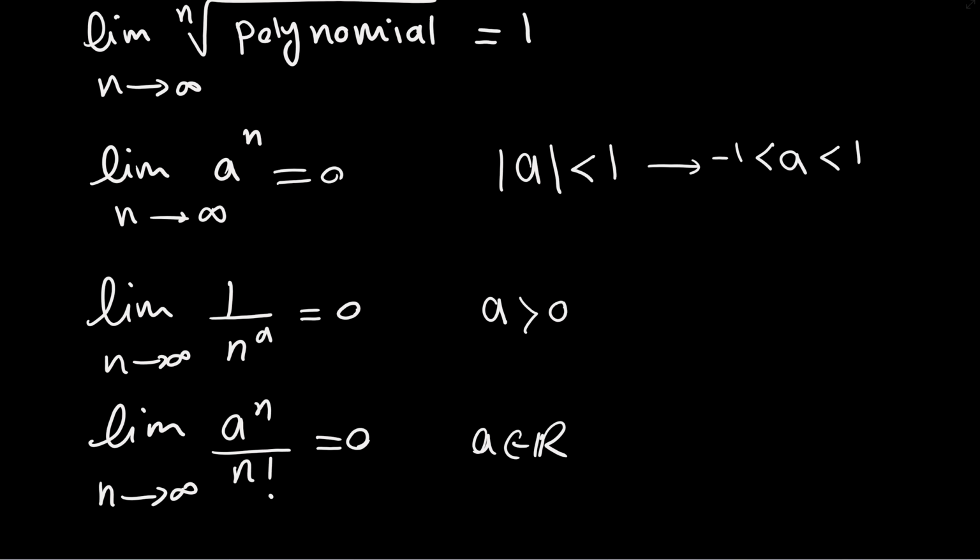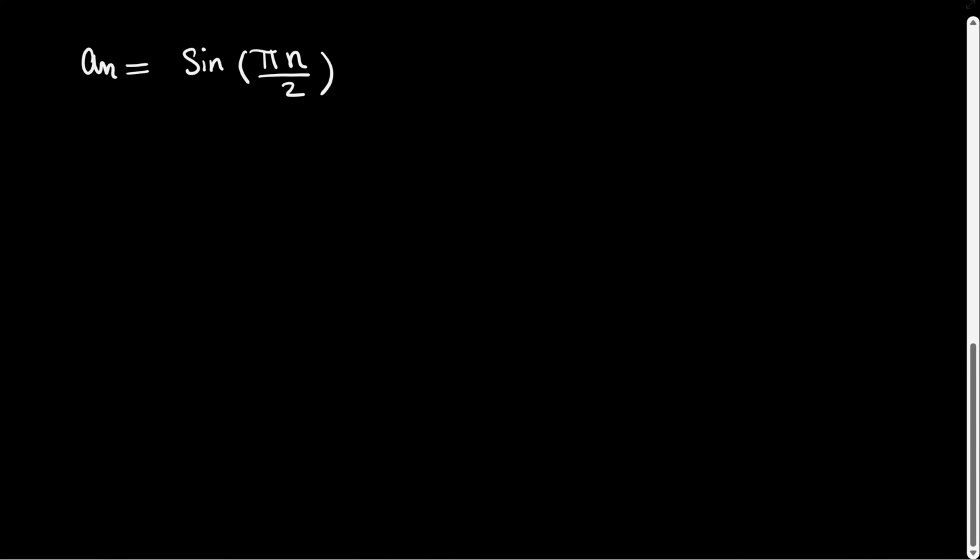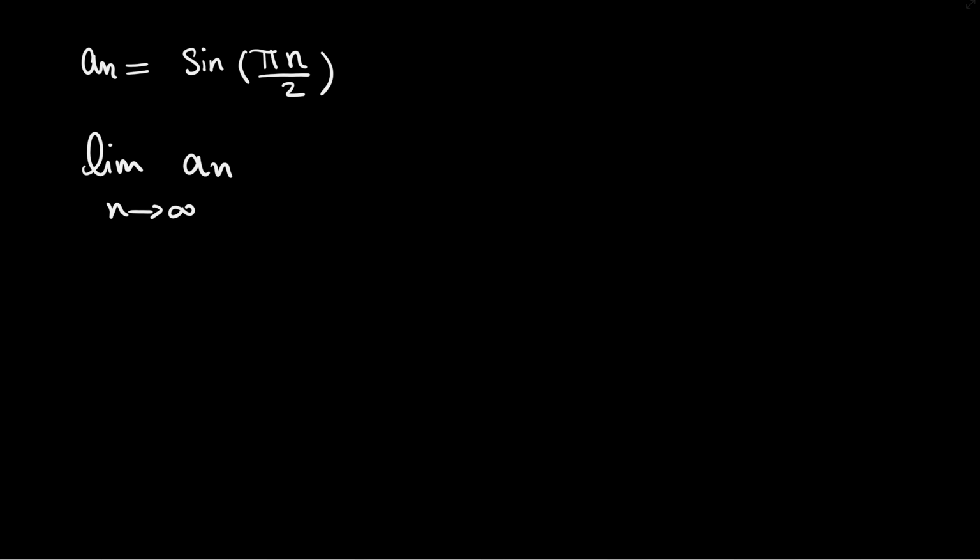Okay, now let's start working on some problems and find the limit for sequences. Consider the sequence sine of pi times n over 2. We are looking for the limit of this sequence. What is the limit of a_n when n approaches infinity? It equals the limit of sine of pi n over 2 when n approaches infinity.